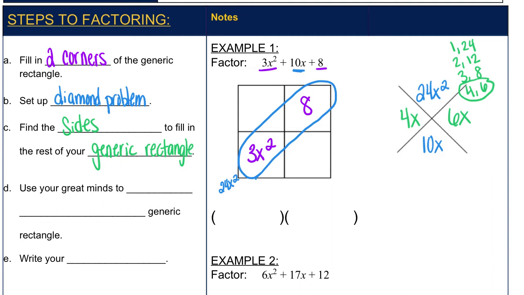Now I'm going to take that 4x and 6x and put them into my generic rectangle, and it doesn't matter where I put them. But I'm going to put the 4x on the bottom and the 6x up top.